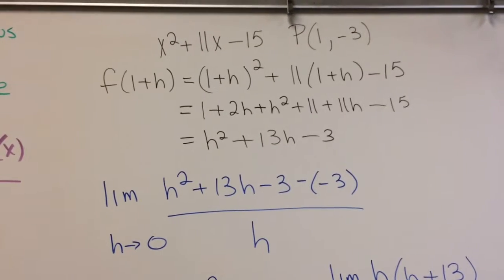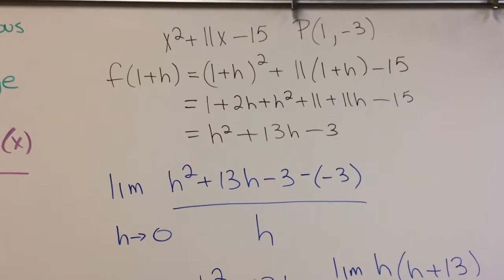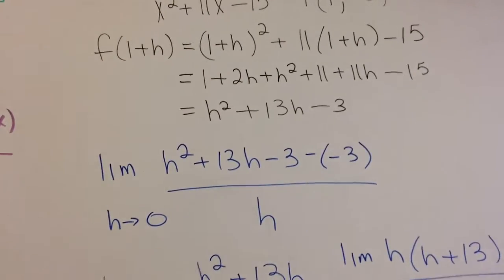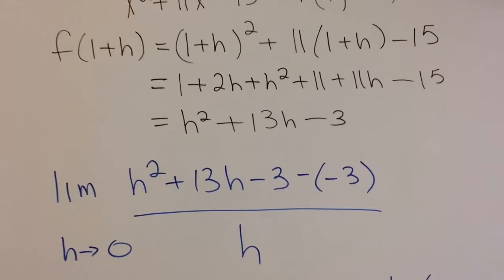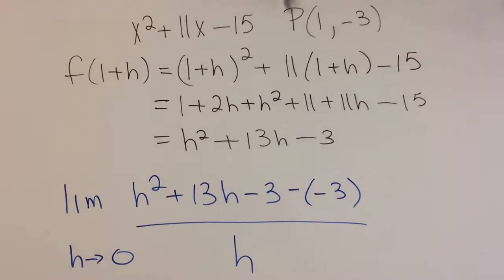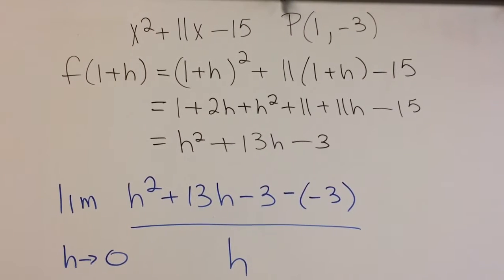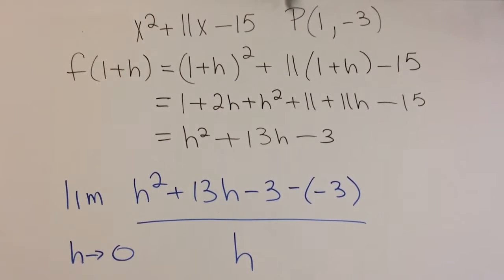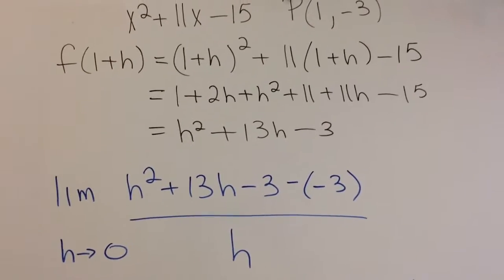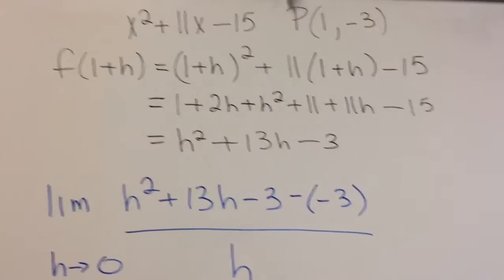We are given x squared plus 11x minus 15 and the point 1, negative 3. So we're going to first evaluate our f of x plus h. So for every x, we are going to replace it with 1 because 1 is our x coordinate. And then we have f of 1 plus h. So for every x now, we are going to replace it with 1 plus h.